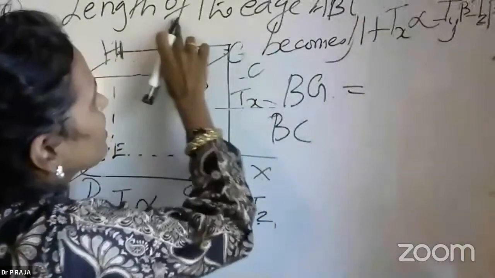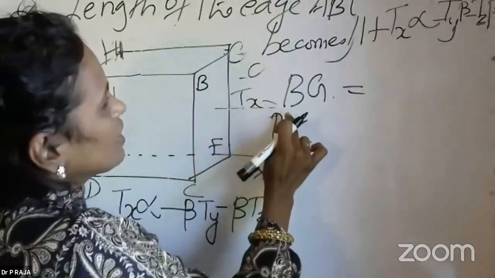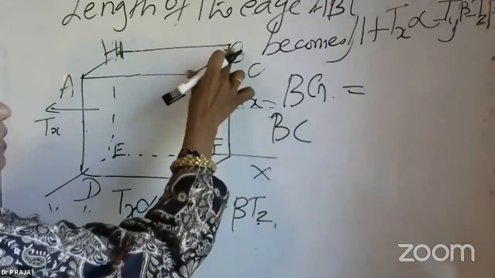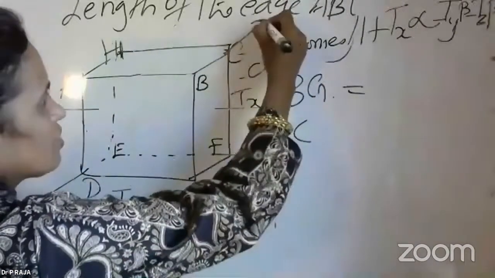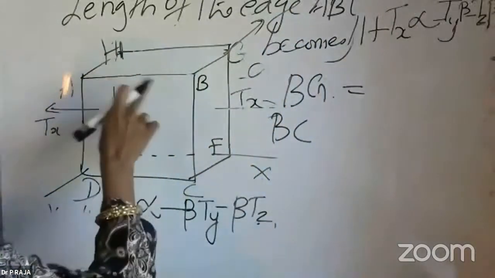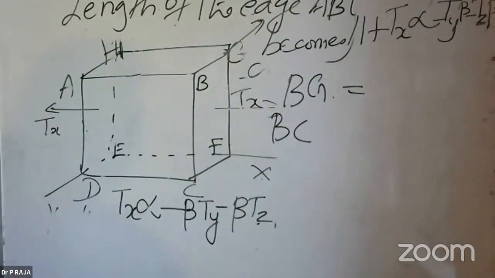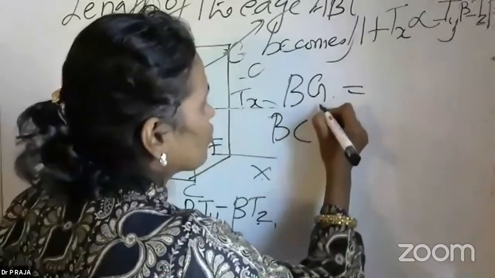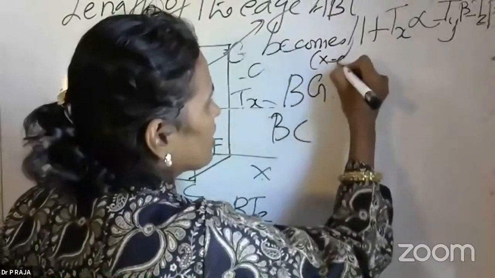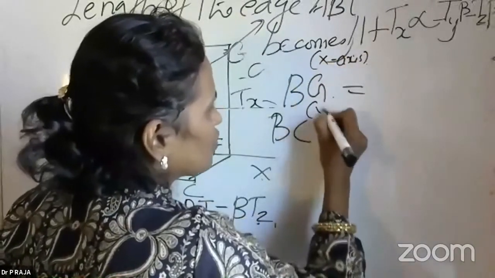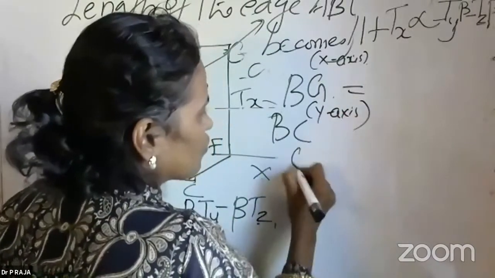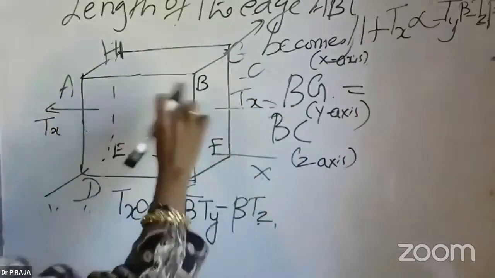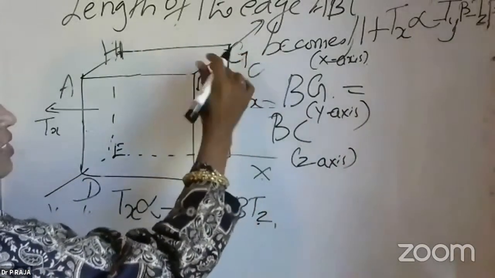The same thing, the length of the edge BG, B to G, is along the y direction, and B to C is along the z direction. So this is for the x axis side, this is for the y axis, and this is for the z axis. For the three edges, I'm not rubbing this figure so that you will see BG.